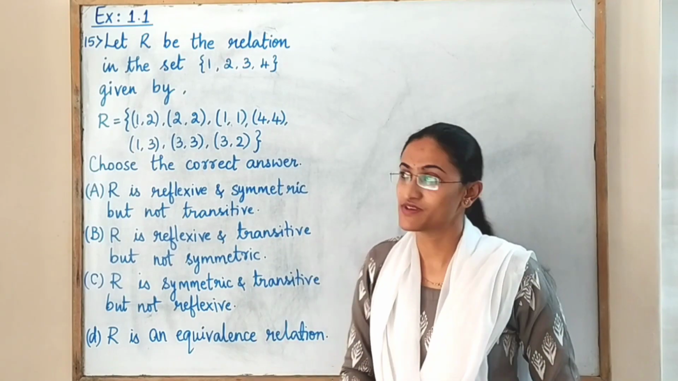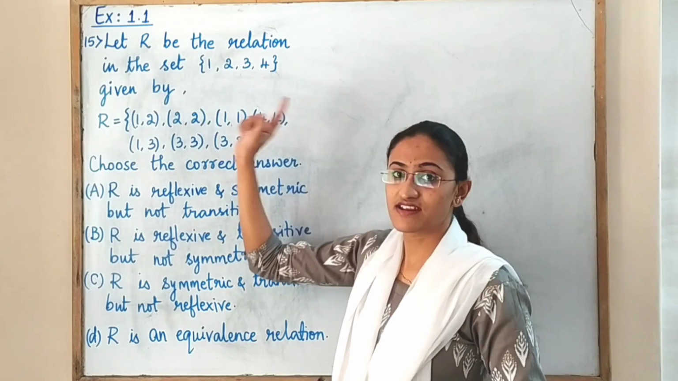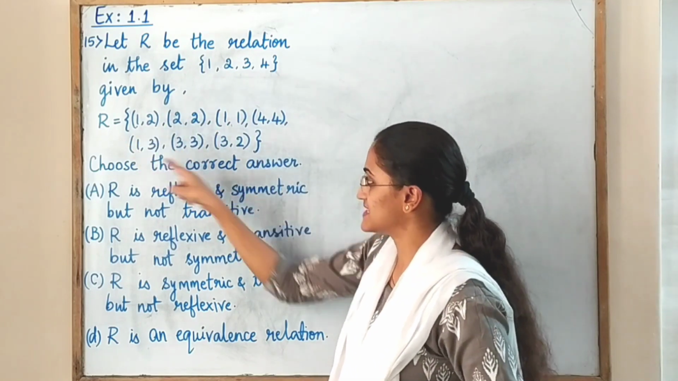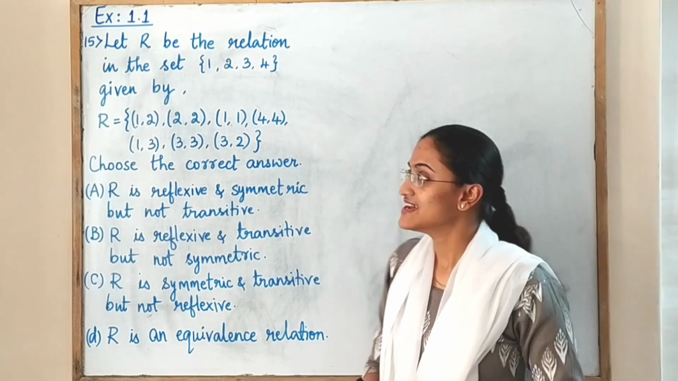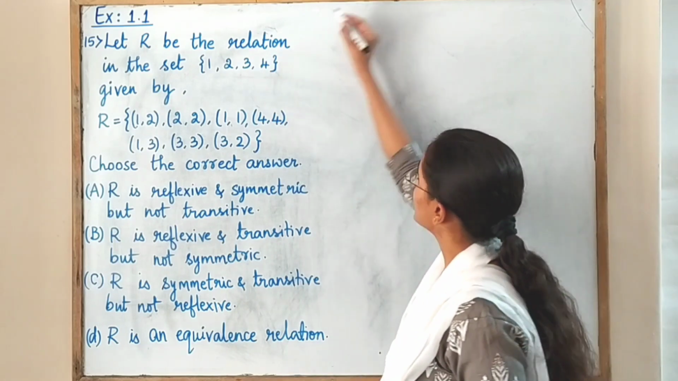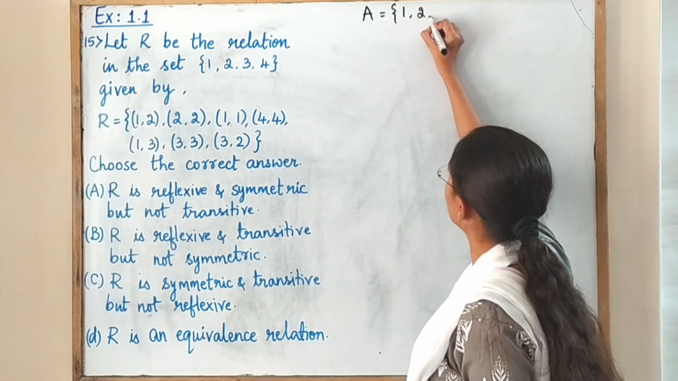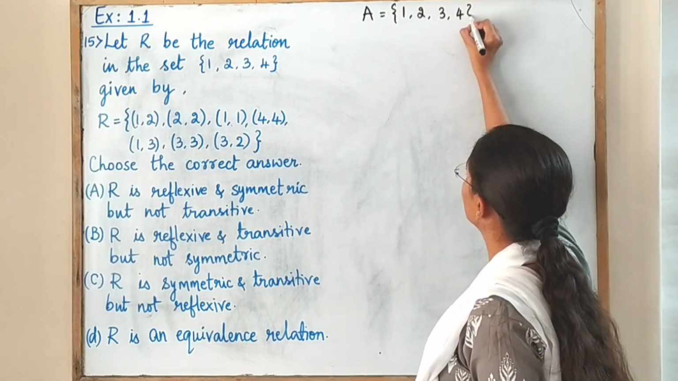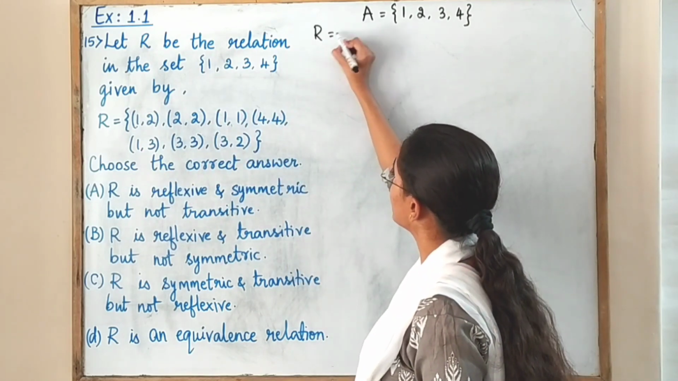Look at the first problem. Let R be the relation in the set given, and the relation R is given by this set. We need to check which of these four options is the right one. Now, starting with, I shall name the set given as A, where A is 1, 2, 3, 4. The relation is already given. I shall just rewrite the relation.